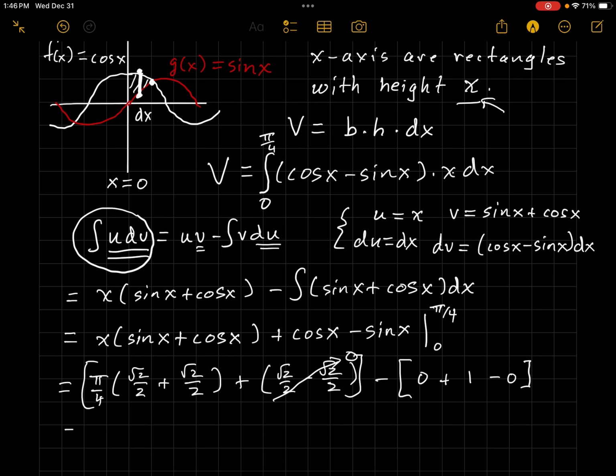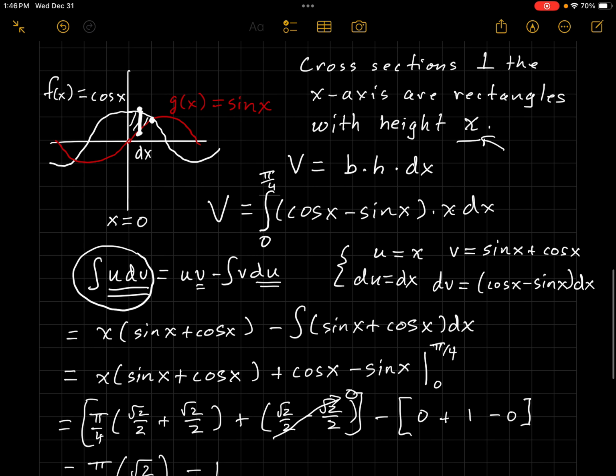Let's see if we can put some things together. I have pi over 4 times 2 root 2 over 2 minus 1. And that is the volume of the shape whose base is the region bounded by the y-axis and the graphs of cosine of x and sine of x, where the cross-sections perpendicular to the x-axis are rectangles with height x.